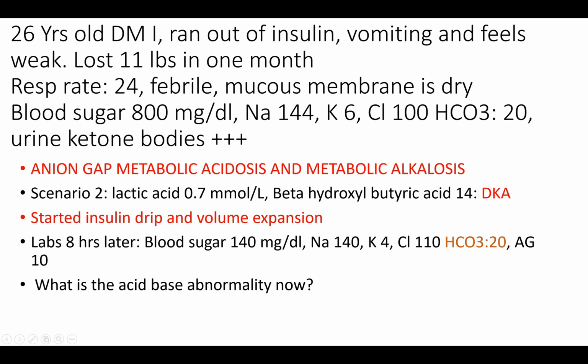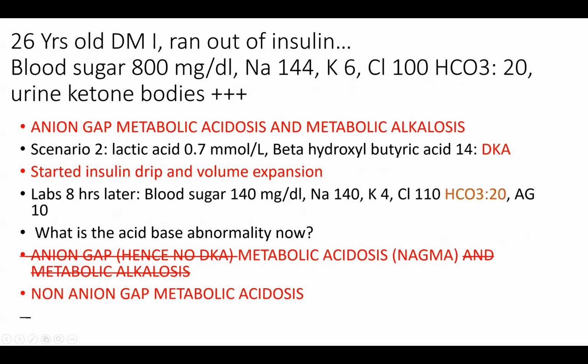That means there are no more ketone bodies in the blood, but bicarbonate is still low. So what do we have? We have a non-anion gap metabolic acidosis here. And you commonly encounter this during the treatment of diabetic ketoacidosis. So there is no anion gap. Look at the last 3 lines. No anion gap anymore, but there is metabolic acidosis with no anion gap, which is new now.